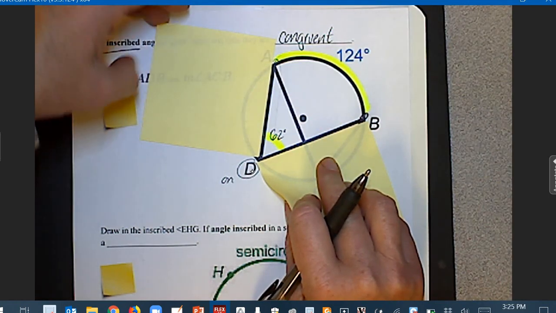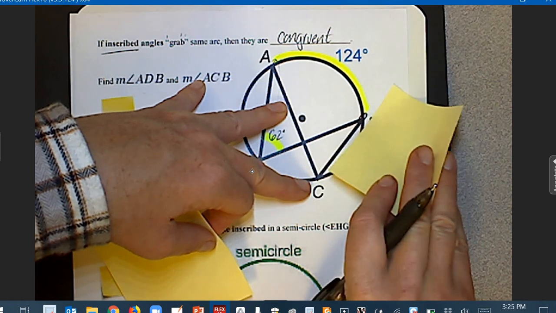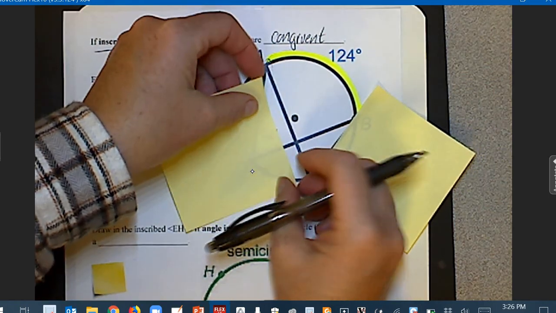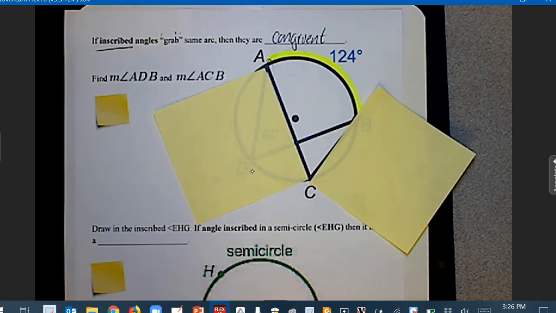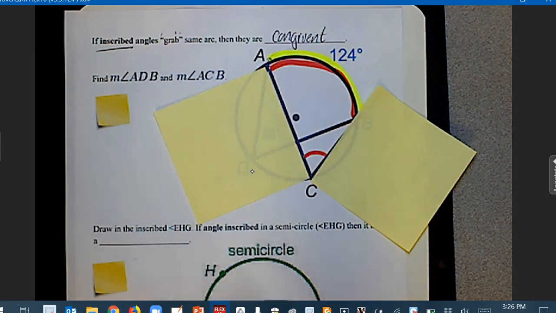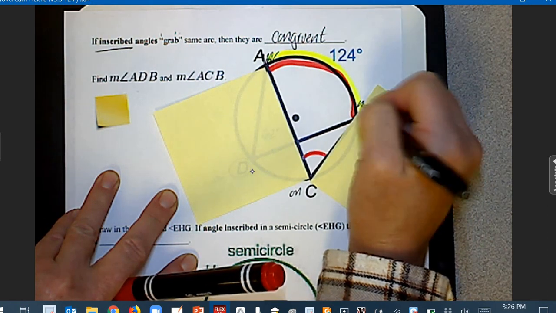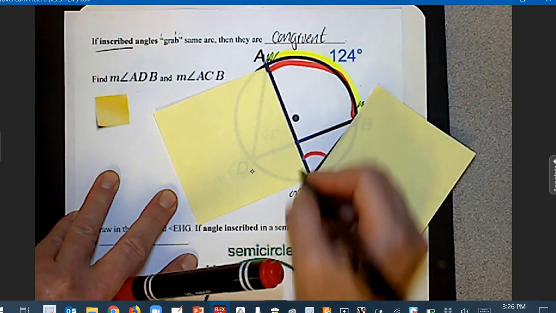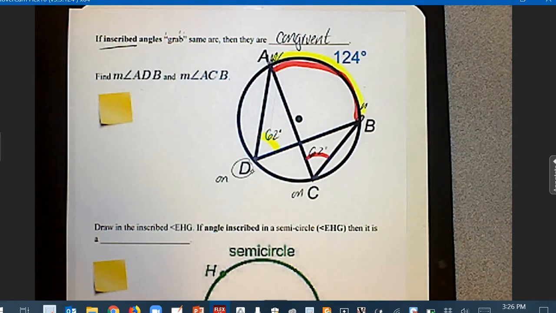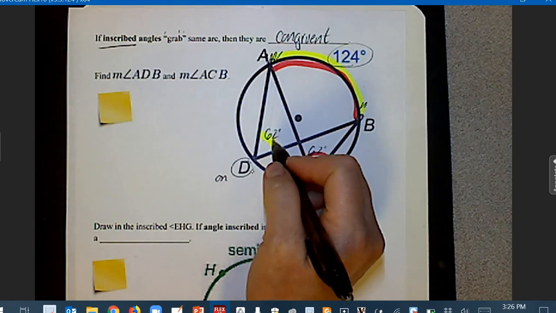Now, I'd like you to frame up the other angle, ACB. Ready? Sweep the angle, sweep the arc. This is an inscribed angle. The vertex is on, arms in, the hands, if you will, that's my little character of hands, grabs this 124, that makes this 62 degrees. So what we just illustrated is the fact that the yellow and the red inscribed angles grab the same arc, therefore we have congruent angles.